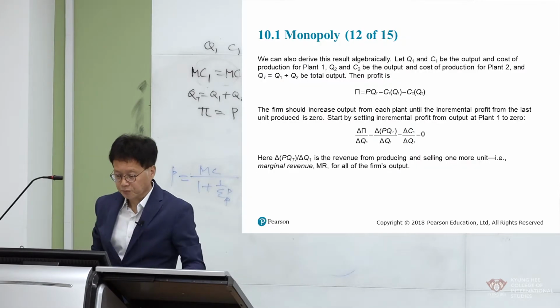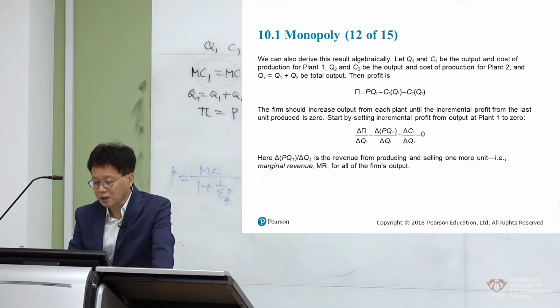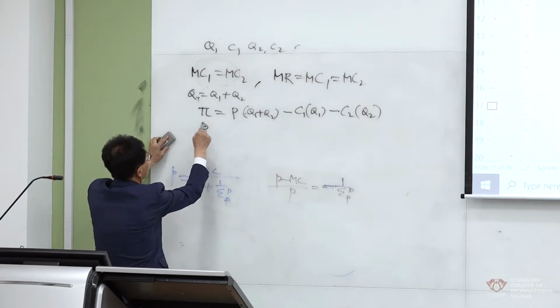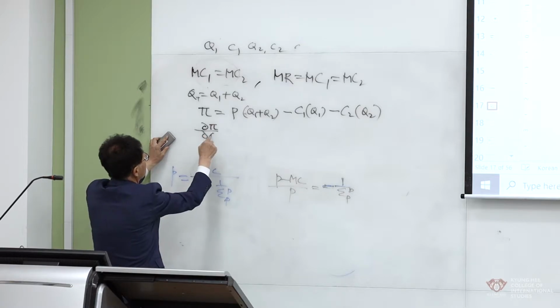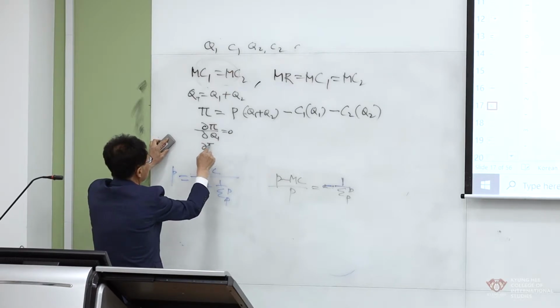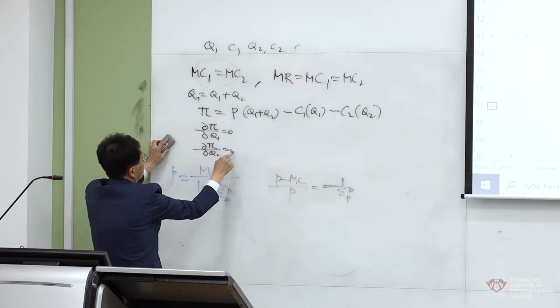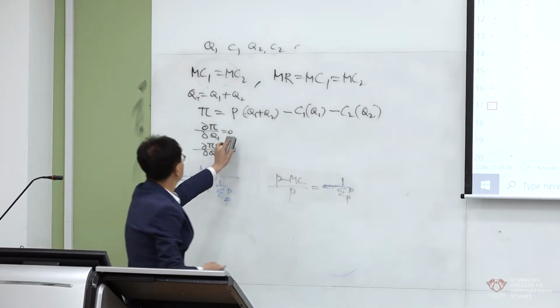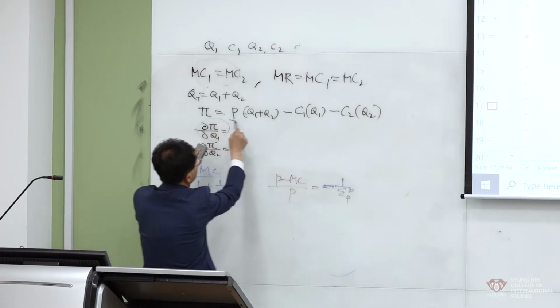That is the profit function. The firm should increase output from each plant until the incremental profit, the marginal profit from the last unit produced, is 0. Start by setting the incremental profit from output at plant 1 to 0. Then the algebraic condition is that the partial derivative of profit with respect to Q1 should be equal to 0. Also, the partial derivative of profit with respect to Q2 should be equal to 0. That is the profit maximization condition for the multi-plant firm. So now think about this. Anyway, the profit function is this one.